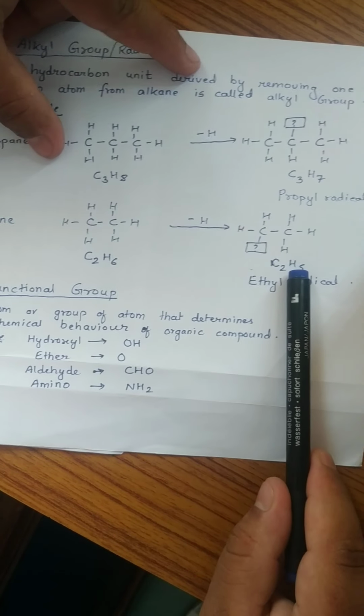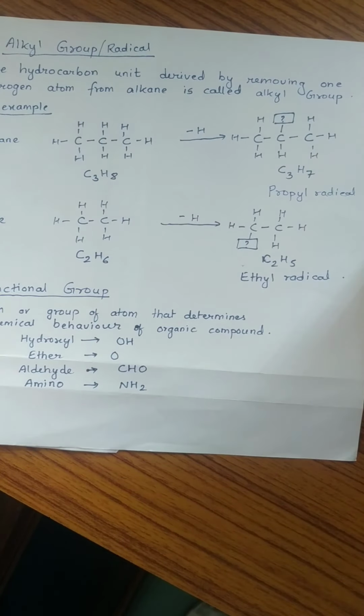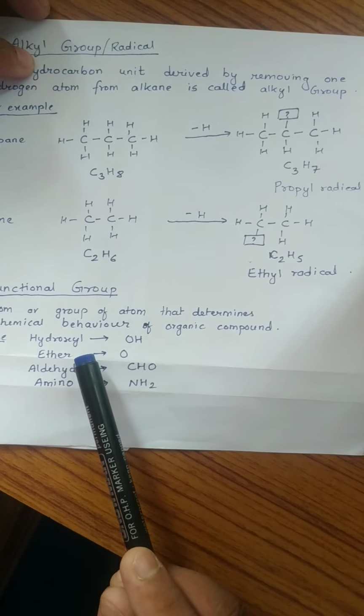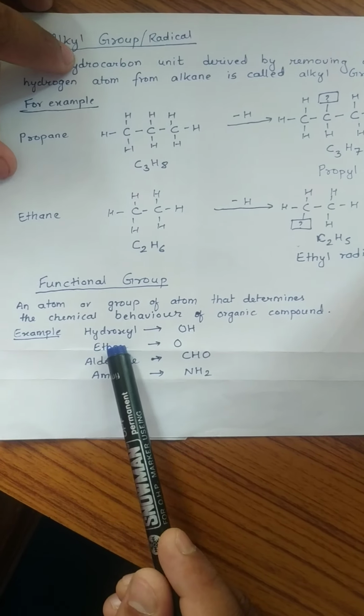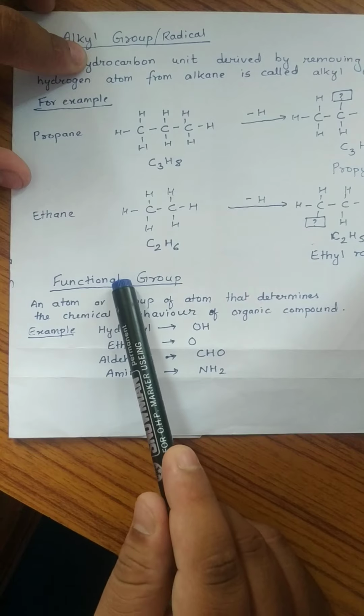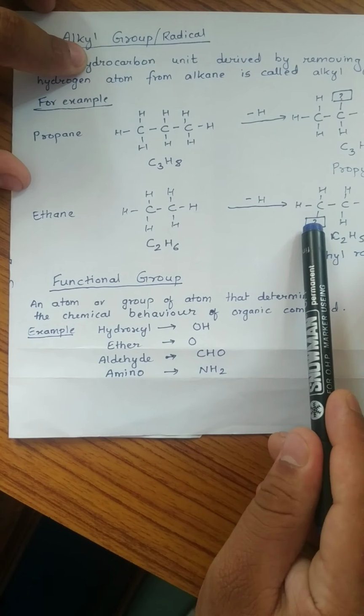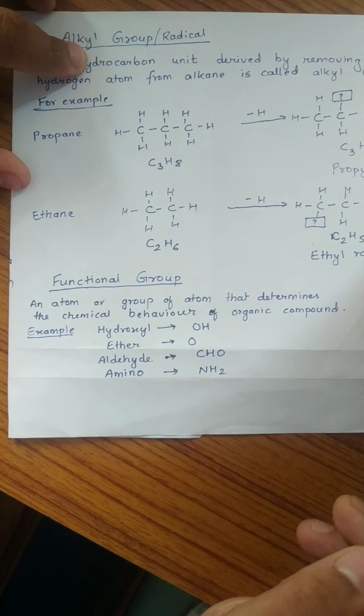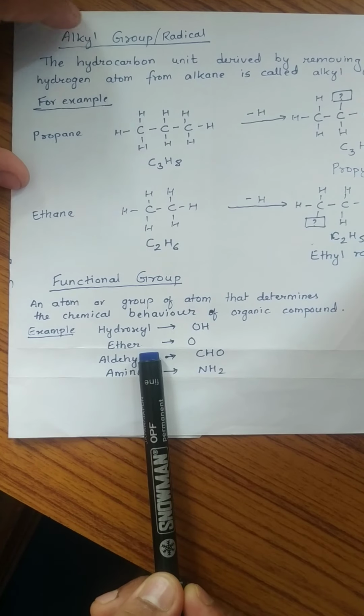Now why are these radicals important? The importance of the radical is that these radicals combine with various functional groups in order to form a new chemical compound. So look at this. I have written the definition of functional group here as well. So what is a functional group? It is what attaches in these empty positions and forms a new compound. Now what are those functional groups?